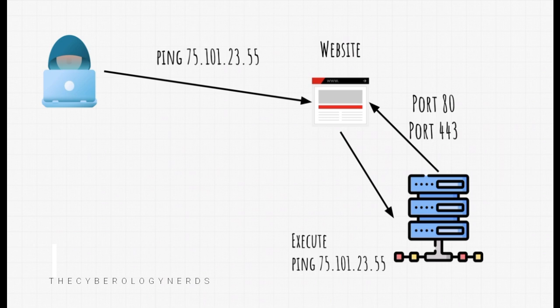How would it do that? Well, it would most likely run the ping command on its system. So if the website is hosted on a machine, the machine would run ping 75.101.23.55, or if it is hosted on a server, the server could execute that command. I believe by now you can already see where the problem can occur. What happens if instead of an IP address we send a different command, such as whoami or ls?